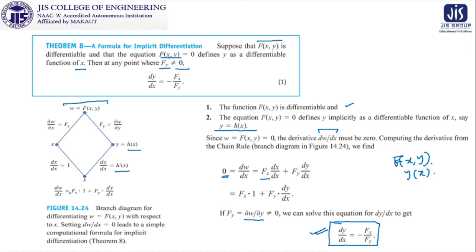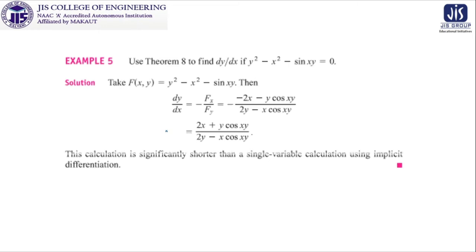Now when we compile this, finally what we get is dw dx equal to fx into 1 plus fy into dy dx. Equating this dw dx to 0, we can get the result of dy dx from this expression. So this is the branch diagram which will help you make your visualization strong. Now we are going to show you some examples.